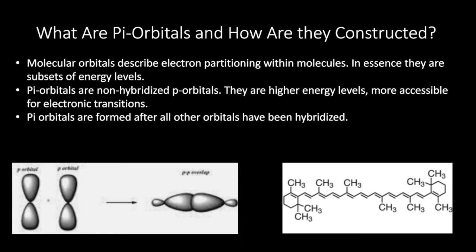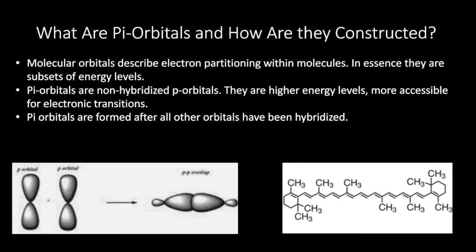So molecular orbitals describe electron partitioning within molecules. And in the context of pi conjugation, you're looking at p orbitals that have not been hybridized when you think about making sp3, sp2 hybrid orbitals. The p orbitals remain unhybridized, and these are higher energy levels and they're more accessible for electronic transitions.